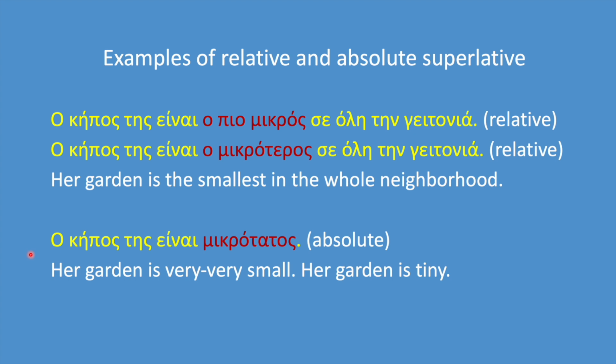But look at this example. Ο κήπος της είναι μικρότατος. Her garden is very, very small. Her garden is tiny. Here the superlative is absolute. It's not compared to any other specific gardens. It just has the absolute quality of being very, very small. So we use the form μικρότατος.